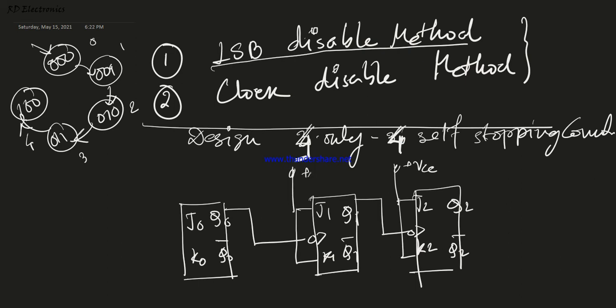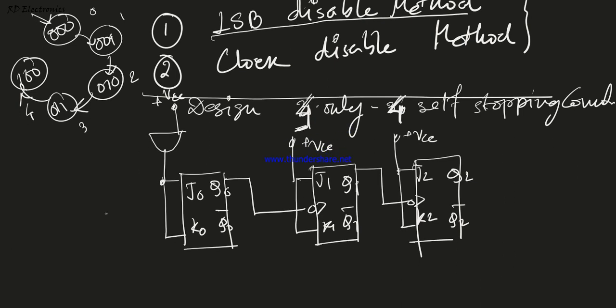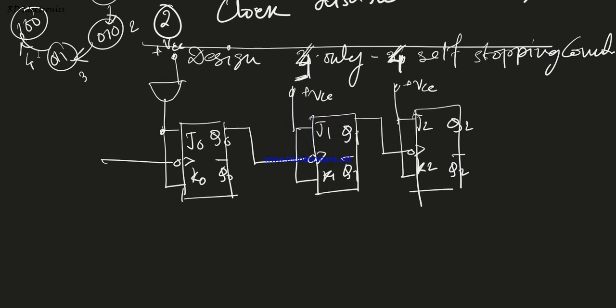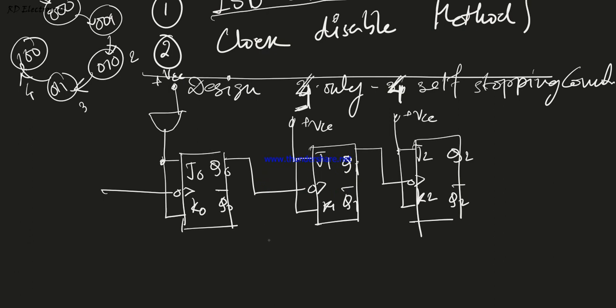First of all, this is short circuited and connected to plus VEC, but the least significant bit, J0 and K0, is not directly connected to plus VEC, because here there are some changes of design. First we connect one AND gate, and here we connect plus VEC. This is our main clock.